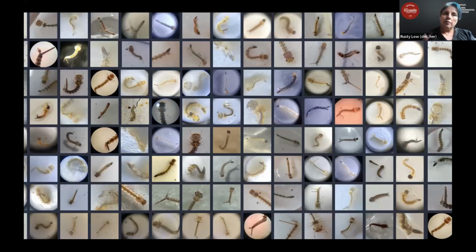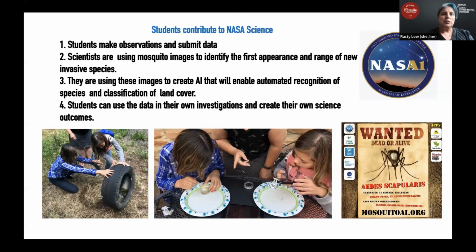So for the science that we need lots of data, lots of mosquito photographs, lots of locations, and I'm going to show you why. You know, the students are working and they're contributing to the NASA science that they just talked about in that video. Students are making observations and they're submitting data. And then scientists are using those mosquito images to detect the first appearance and range of new invasive species.